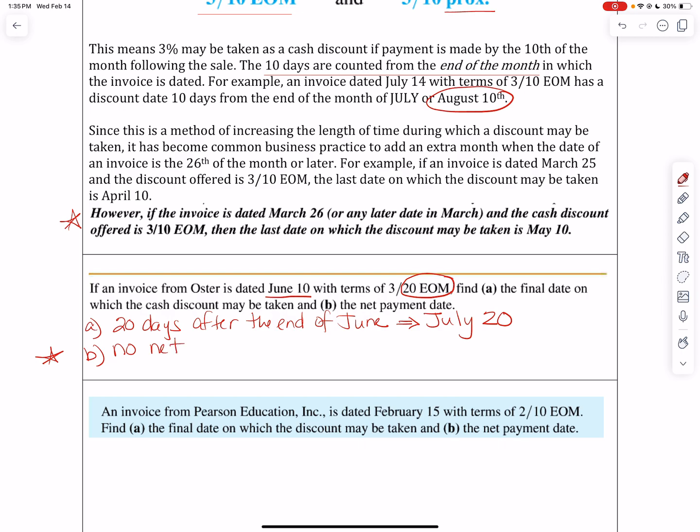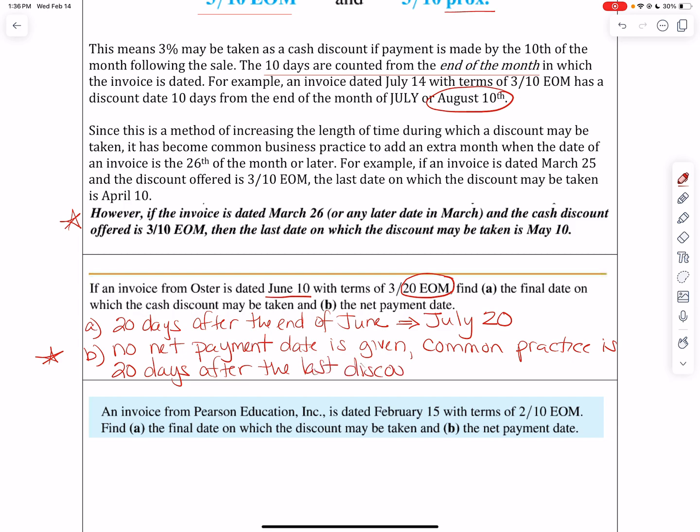No net payment is mentioned. Remember, there's no net 30, net 60, whatever. No net payment date is given. Then common practice is 20 days after the last discount date.